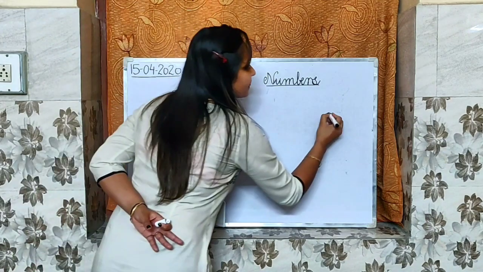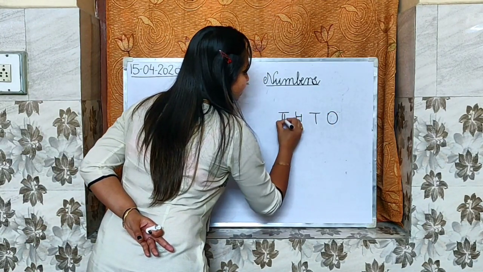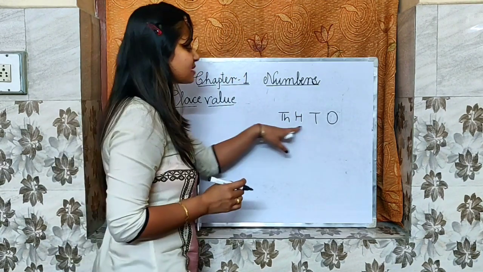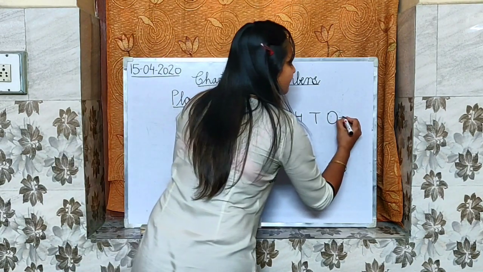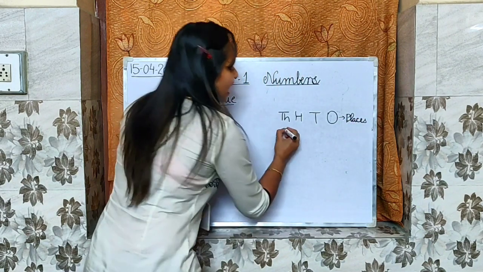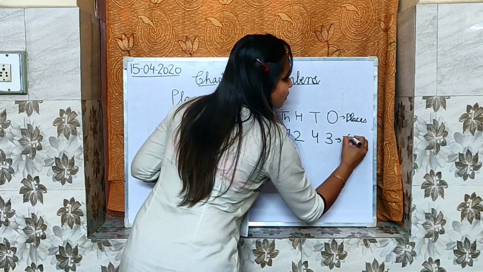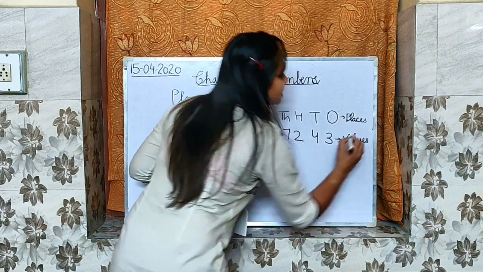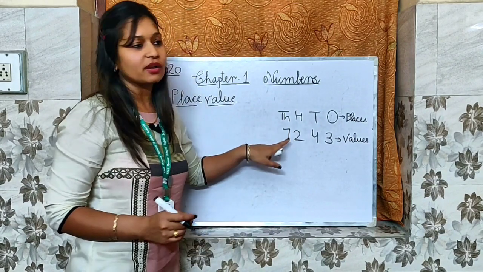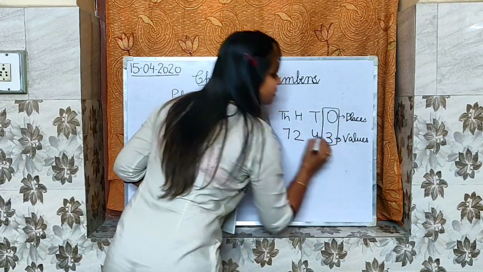For example, let's take this example. Ones, tens, hundreds, thousands. We have studied in our previous classes that these are the places. And if I write a number here, these all are values. These all are places and these all are values, and combiningly they are called place value.